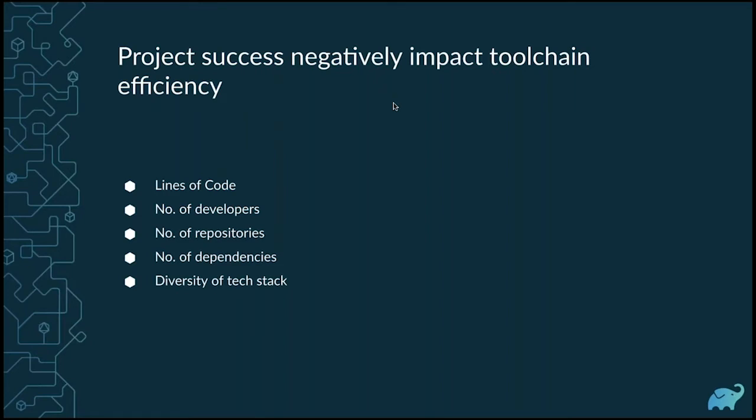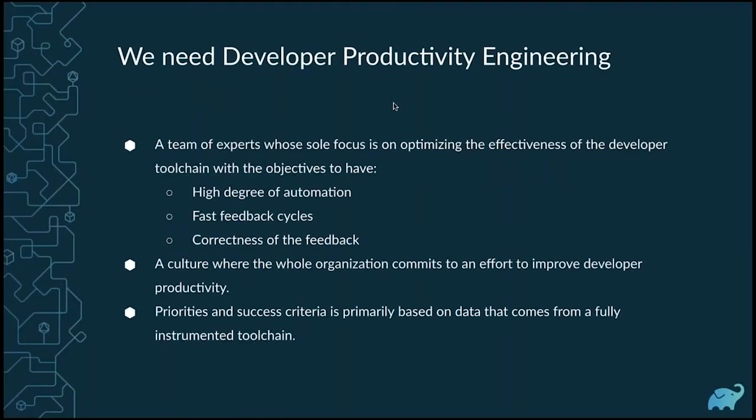And the return you will get from all those investments, investing more into your development, will become marginal because of the reverse effects it has on a toolchain. So that is something, even if you think you're in okay shape right now, you're kind of mediocre right now, as you're growing, it will turn bad and it will turn terrible if you don't do something about it. So to address that, we need the discipline of developer productivity engineering.